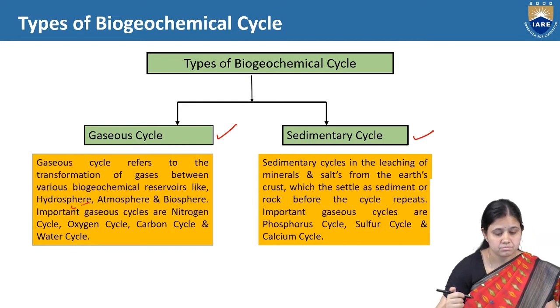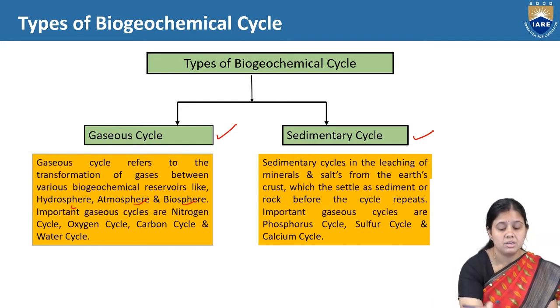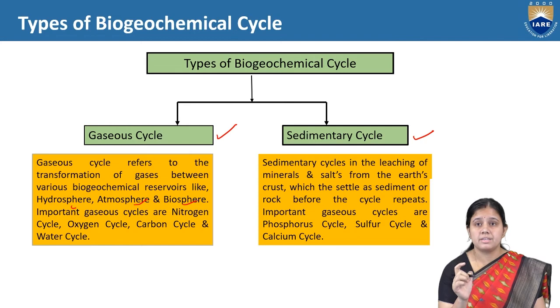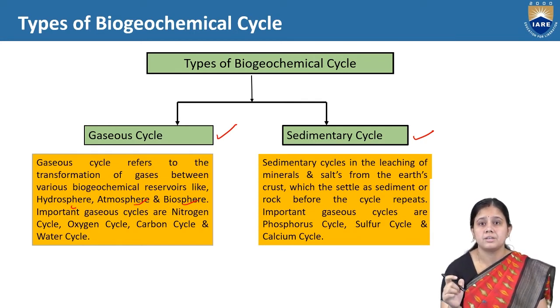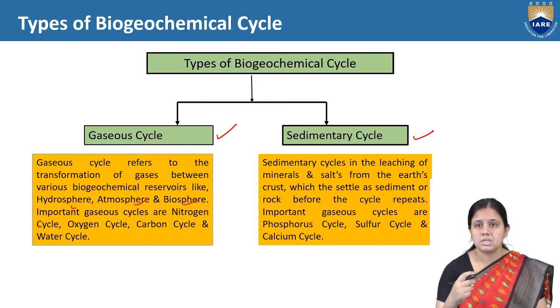You can see in the picture that it is a reservoir of chemical substances in the atmosphere, biosphere, and hydrosphere. And the important major gaseous cycles that occur in the hydrosphere, atmosphere, and biosphere are the oxygen cycle, carbon cycle, and water cycle. We are going to discuss all these cycles in the coming slides.